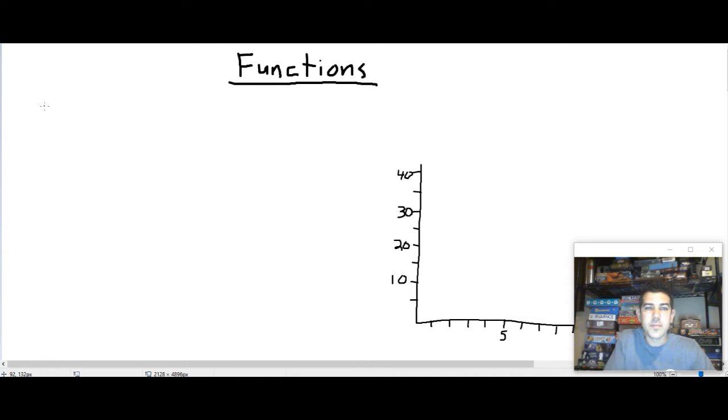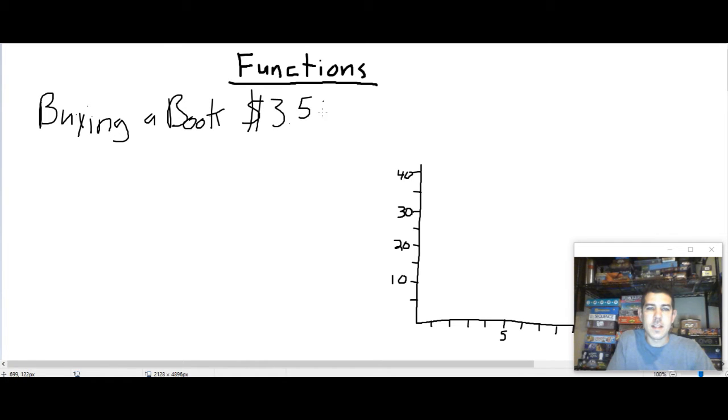Like, let's say buying a book for $3.50. You go to the bookstore and they're having a sale and all books are $3.50. Alright, so there's a relationship between two variables here.